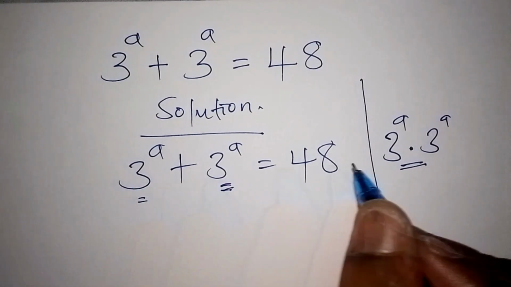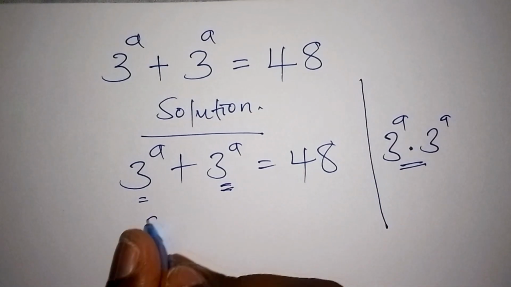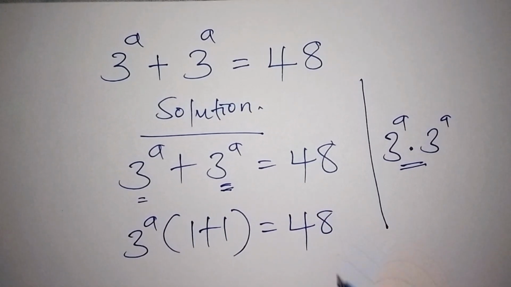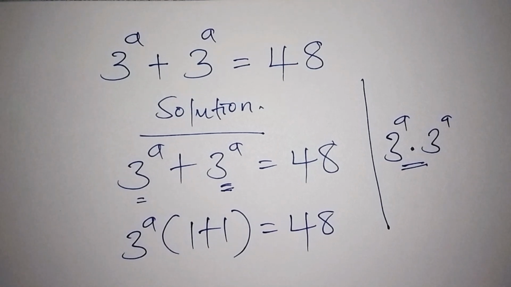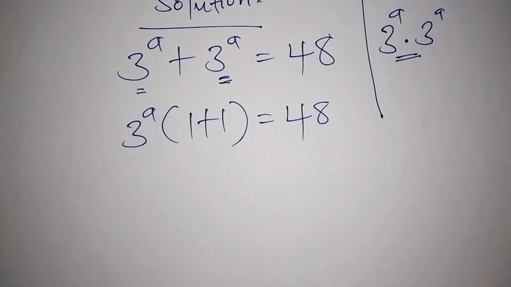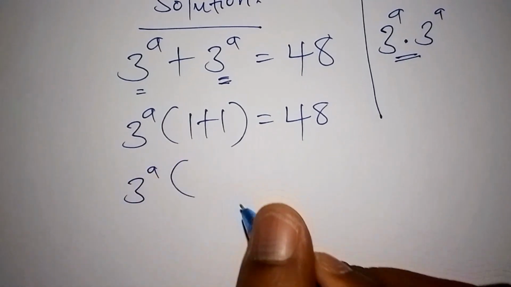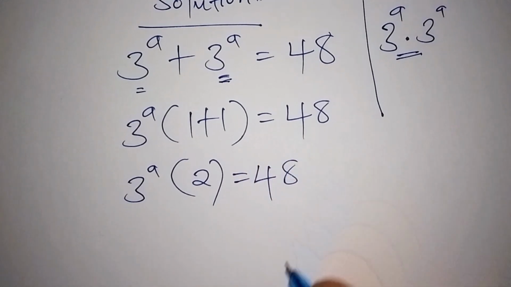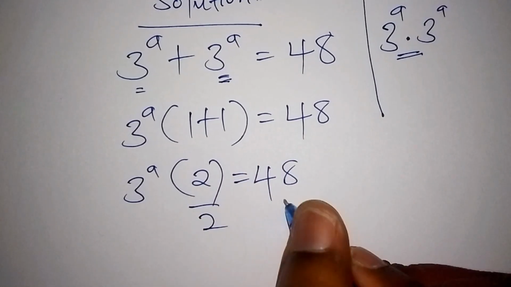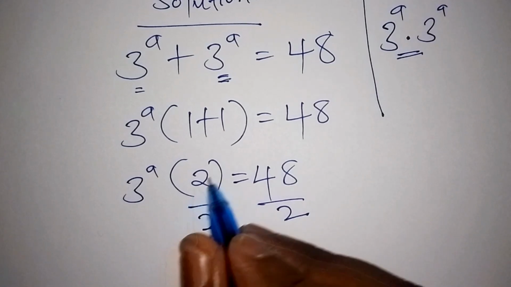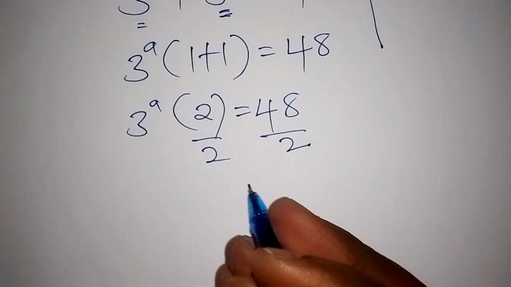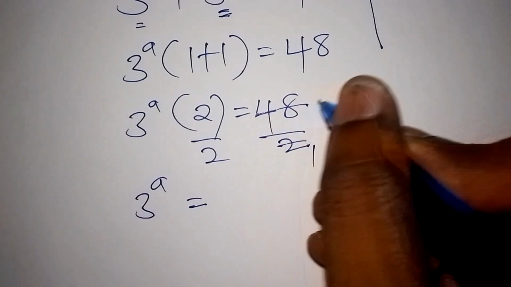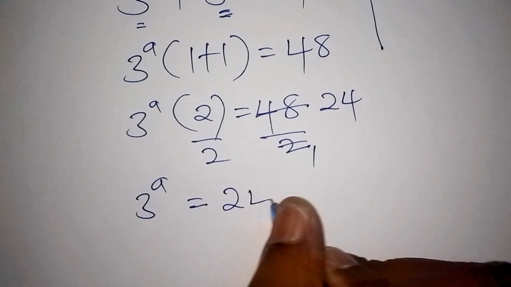It simply means these numbers are common. So we have 3 to the power of a, then in brackets 1 plus 1, close the bracket, is equal to 48. Then the next step is to work out the number inside the bracket. So here we shall have 3 to the power of a into bracket 1 plus 1 is 2, close bracket, is equal to 48. Our next step is to divide both sides by 2, so that we remain with 3 to the power of a. So 3 to the power of a is equal to 2 into 48, which is 24.